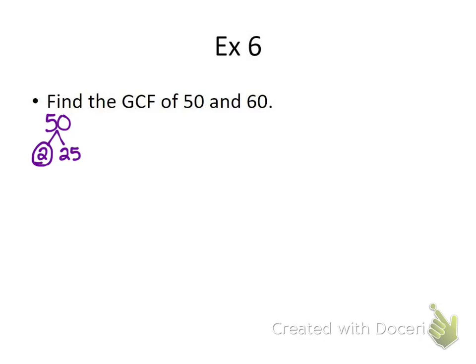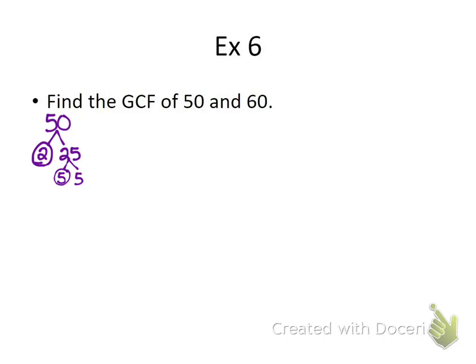Okay? Can I factor 25? Can I take 2 numbers other than 1 and 25 and multiply them together to get 25? Yeah, 5 and 5. So 5 times 5 will get me to 25, and my tree continues to grow. I come to this first 5. Can I take 2 numbers and multiply them together to get 5 other than 1 and 5 itself? No. So therefore, it's a prime number.